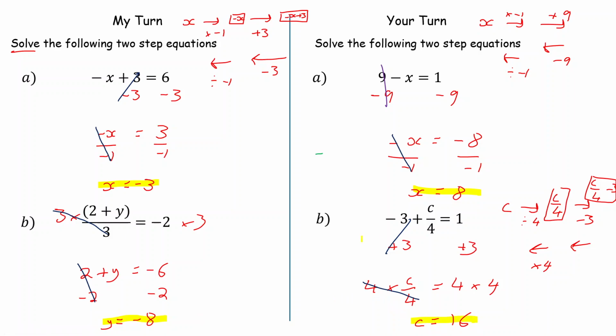Good. And of course, we can always check it by putting it back into the original equation, which is this. -3, add c, which we've just said is 16, divided by 4. Well, 16 divided by 4 is 4, and -3 add 4 means 4 take away 3, which is 1, which is definitely correct.